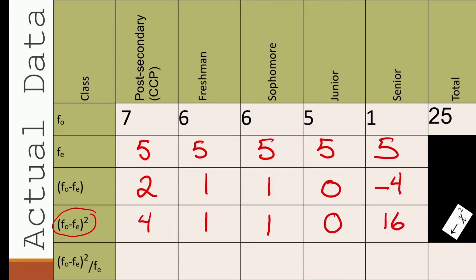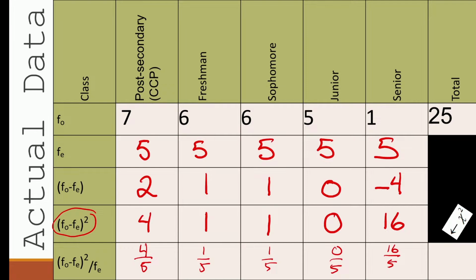We're almost done. Now all we do is take that line, divide it by the expected line. So each of these gets divided by 5. Here we'll get some fractions, but don't fret. It's going to be all right. Okay, so here we go. We're going to do this 4 over 5. This is 1 over 5, 1 over 5, 0 over 5, and 16 over 5.